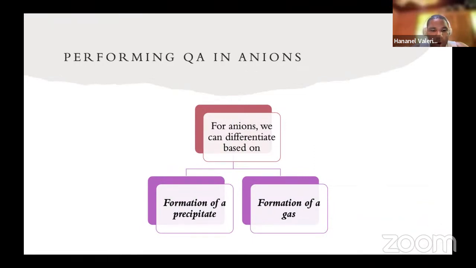Now we go to our anions. And for the anions, it's a bit different because we differentiate based on the formation of a precipitate and the formation of a gas. Anions don't really have any confirmatory test, more or less. You more or less rule out tests. The only confirmatory tests you usually have are between like species, so like halides, or between sulfite and sulfate, or between nitrite and nitrate, something like that.